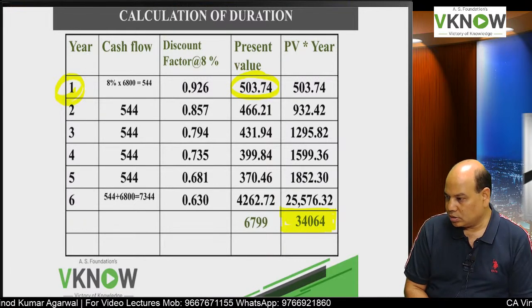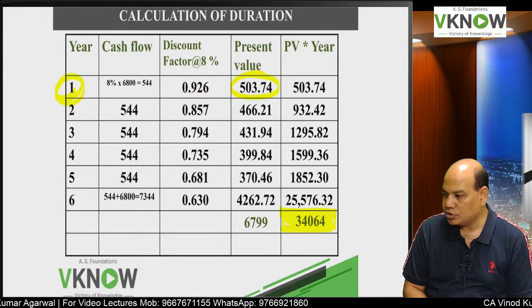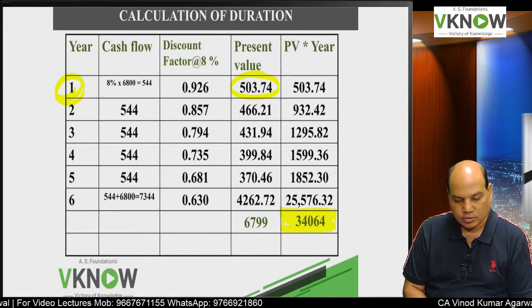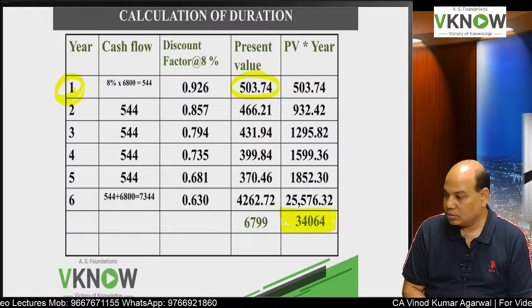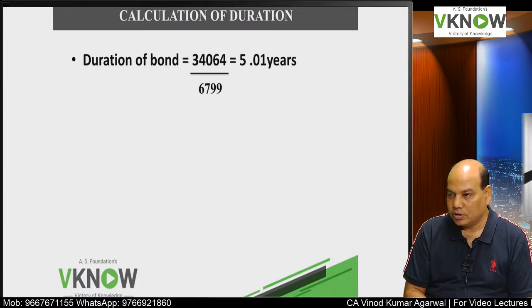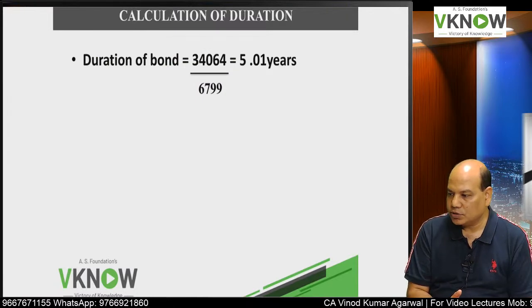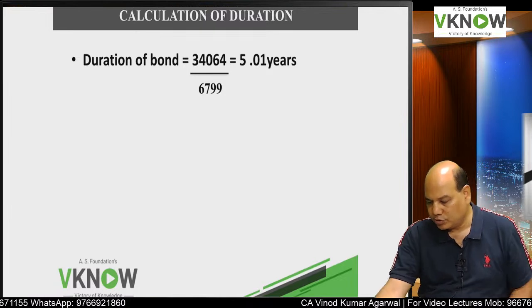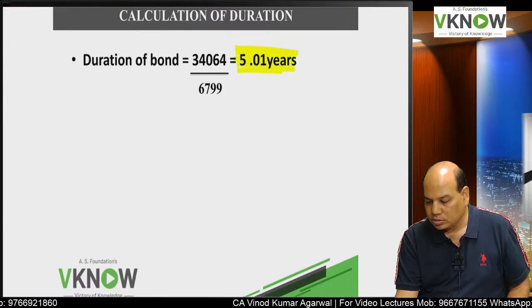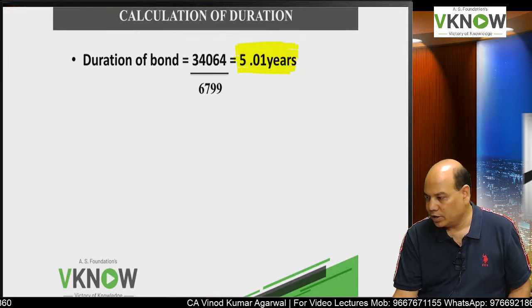So this is how much? Approximately, check: 34064. Now tell me the duration. Duration of the bond should be 34064 divided by 6799, 5.01 years. That is what I wanted. I wanted that the duration of my bond should be equal to 5 years, which is the duration of my liability.